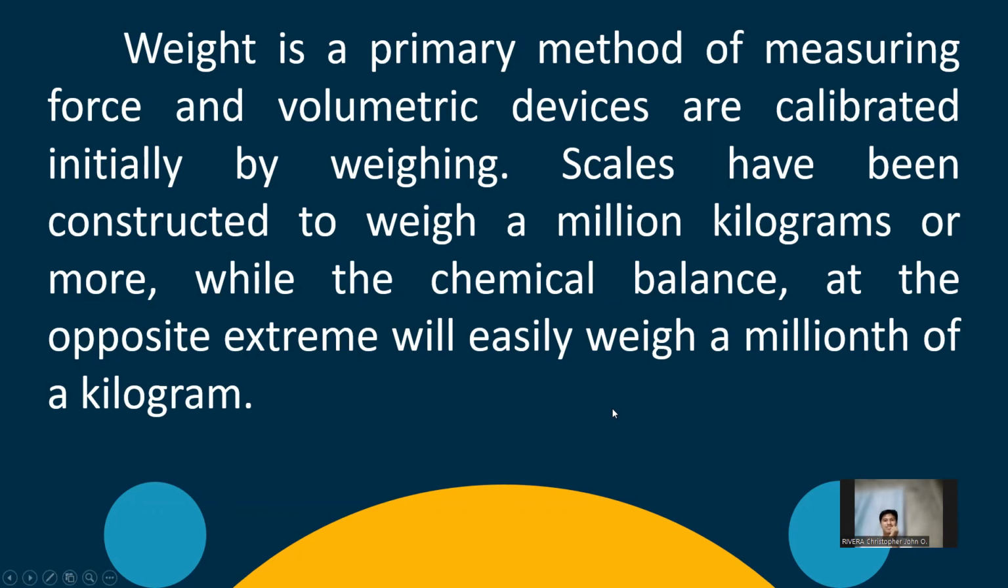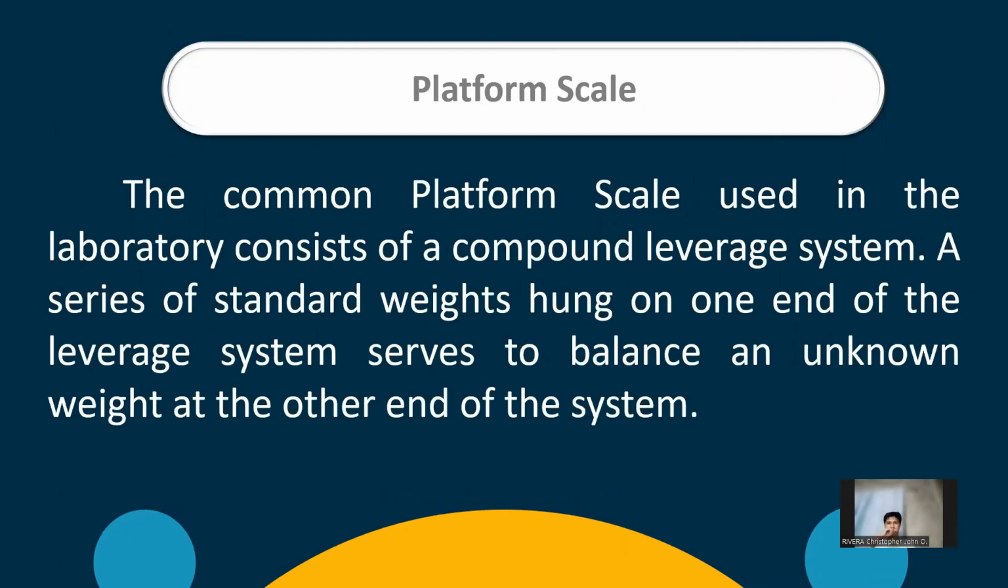What is weight? First, weight is a primary method of measuring force, and volumetric devices are calibrated initially by weighing. Scales have been constructed to weigh 1,000,000 kilograms or more, while the chemical balance at the opposite extreme will easily weigh 1,000,000th of a kilogram. We have three classifications of weighing scale.